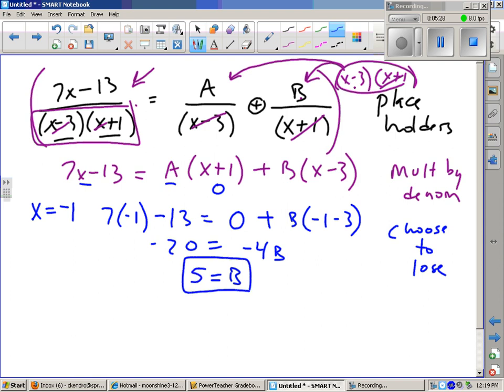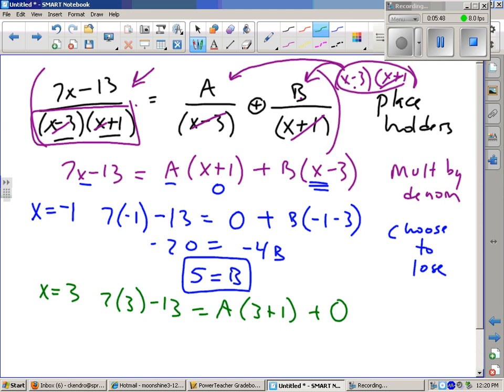Okay, so that part's done. Now I'm going to choose to lose B. So I need to choose a 3. So if x equals 3, then I get 7 times 3 minus 13 equals A times 3 plus 1 plus 0. So this whole part becomes 0. So I get 21 minus 13 is 8, and that equals 4A, so A equals 2.